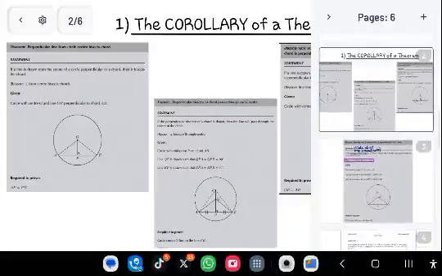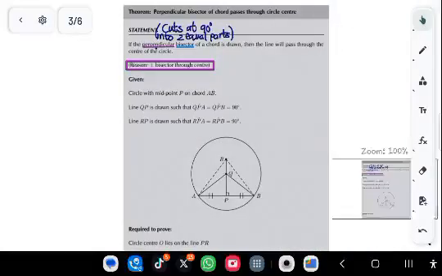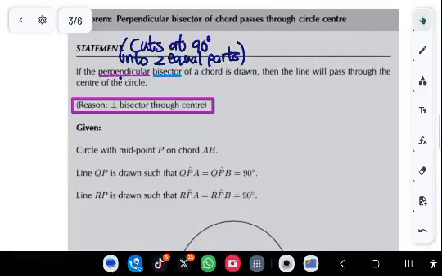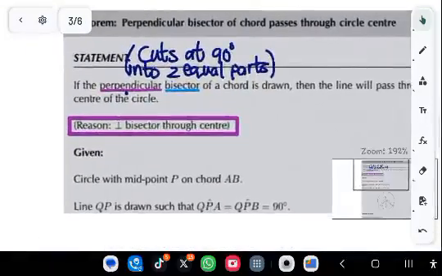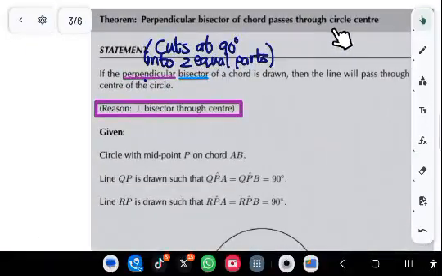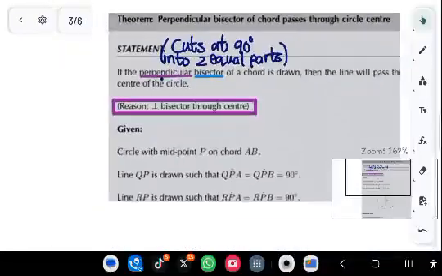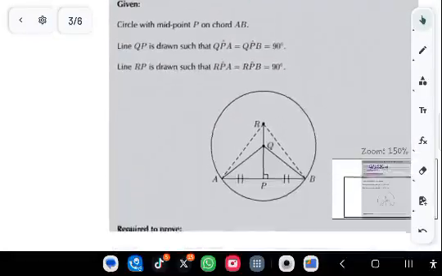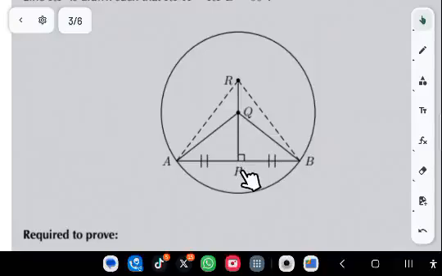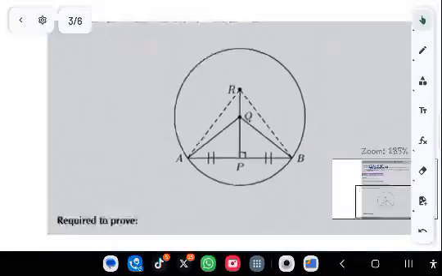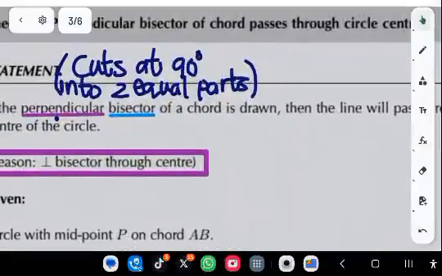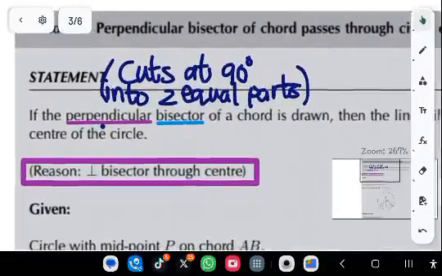Let's look at the corollary, which is theorem number 3, the theorem that brings both theorem 1 and 2 together. Now the theorem goes, perpendicular bisector of chord passes through circle center. And there is a statement. This is what the diagram looks like. So you start with the perpendicular bisector. We're required to prove that it goes through the center. But that's what we're going to come to.